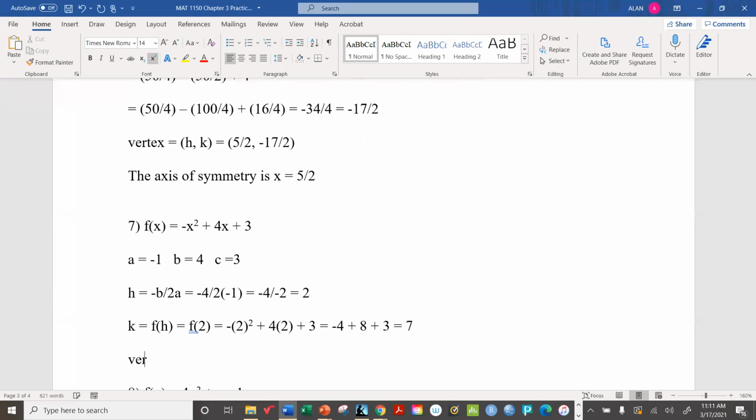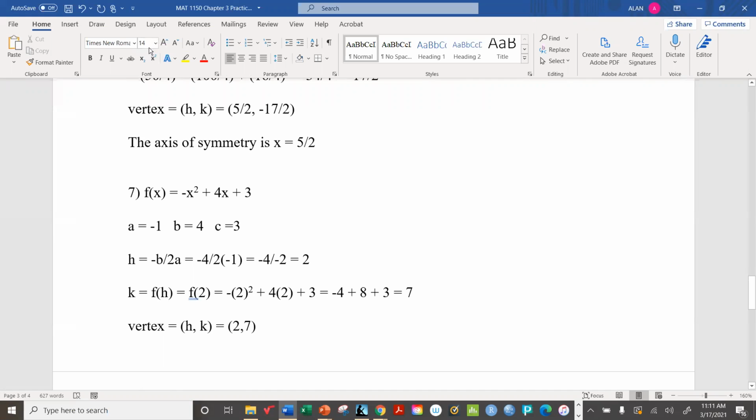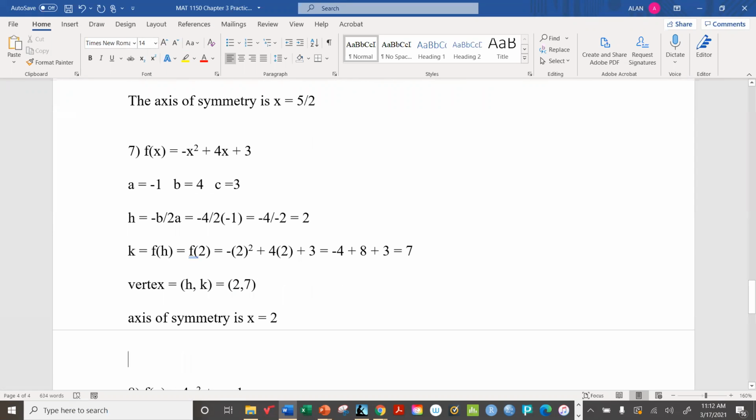Yeah, so the vertex, as we just saw, is 2 comma 7. And the axis of symmetry is equal to x equals 2. Okay, so that's what we saw in the graph. 2 comma 7 is the maximum point, or the vertex, and we're done.